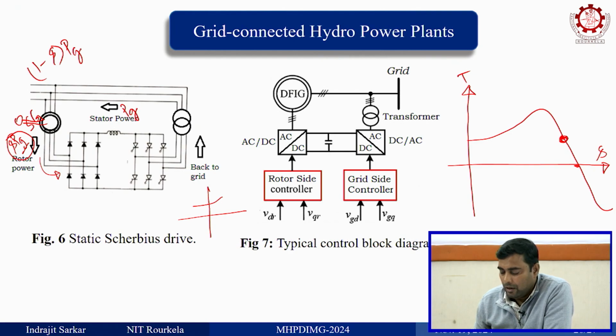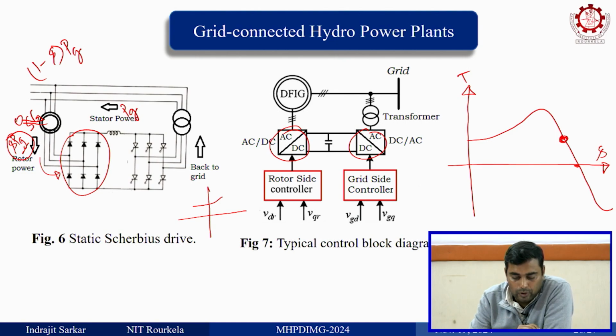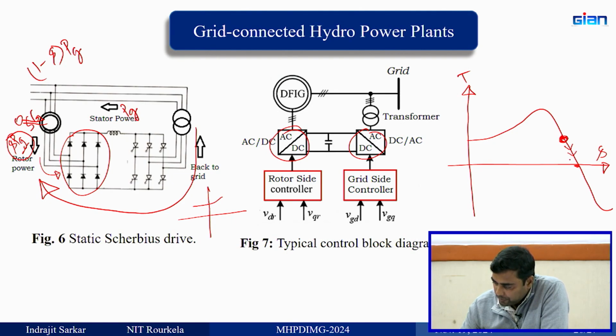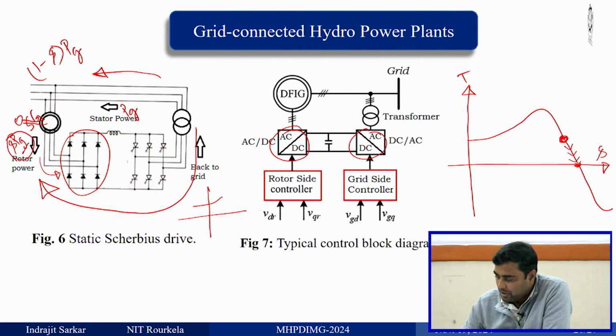Okay. Now, what you do is, let us say this is the diode bridge rectifier. Instead of the diode bridge rectifier, if you have a converter like this, which I have shown previously, it will feed power from this side also. So, what will happen? Your operating point will keep on shifting from here, and there will be a time when the power is coming from both the sides. Okay. So, the machine will operate here.